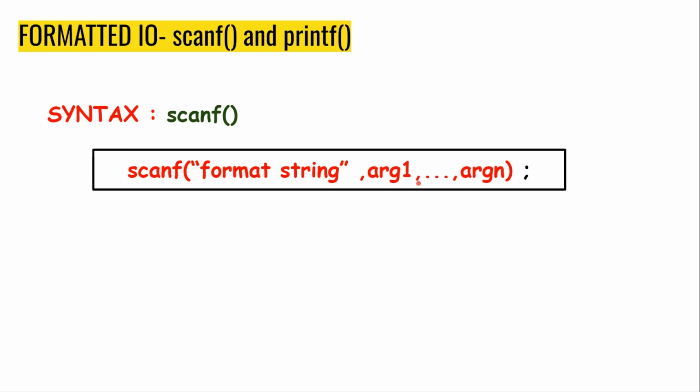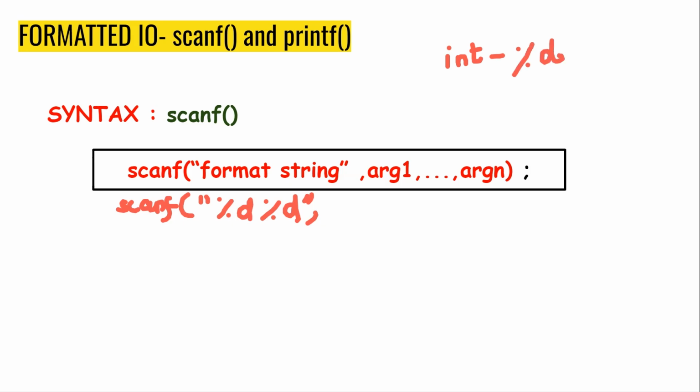Say for example, scanf, open parenthesis, within double quotes, we are giving the format specifier %d %d. So %d represents that we are going to read an integer data. So the format specifier %d is for integer. Suppose if it is a character, we have to specify %c. And if it is a float value, we have to specify %f.